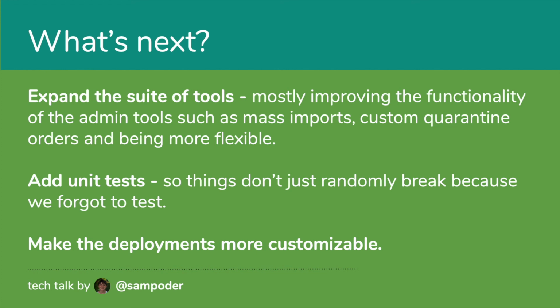Add unit tests so things don't randomly break before we forget to test them. This happened a lot. And then make the deployments more customizable. So be able to add your logo, your government name, the country name, the city name, etc. Be able to do that.